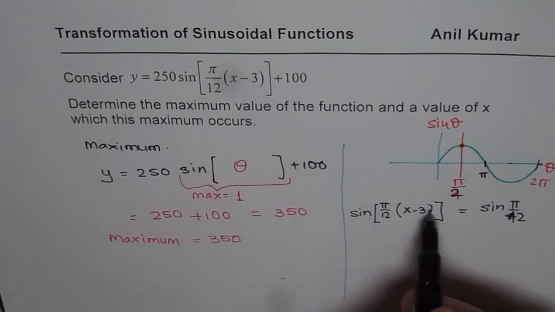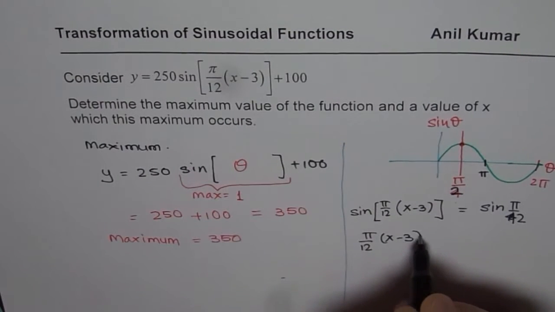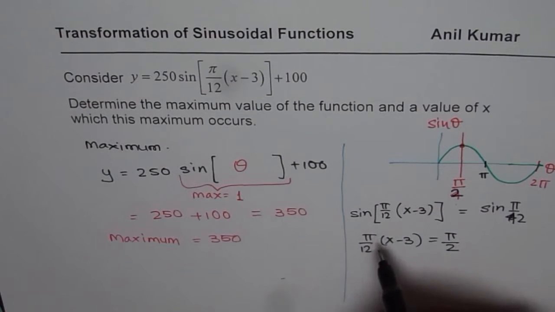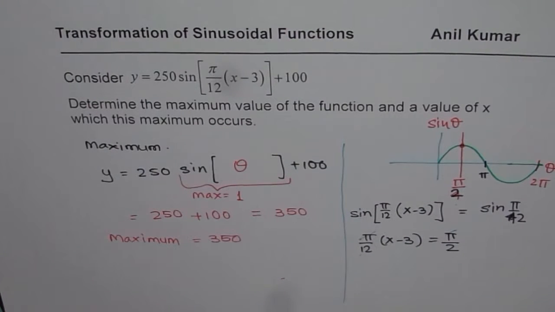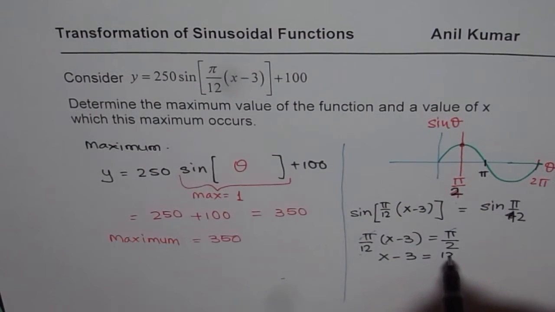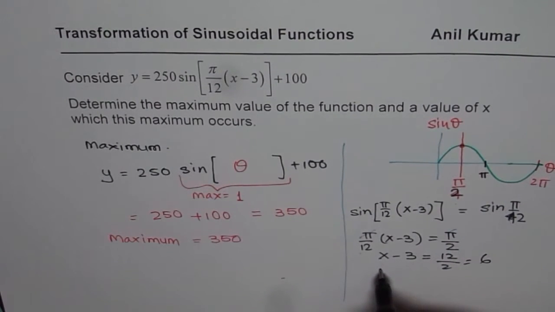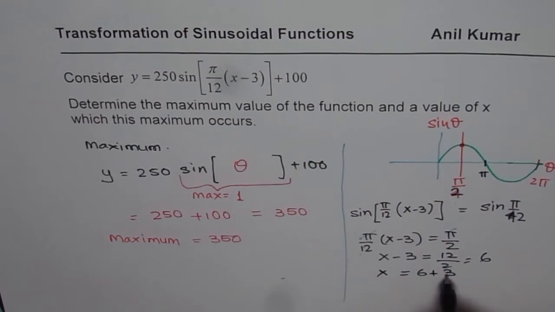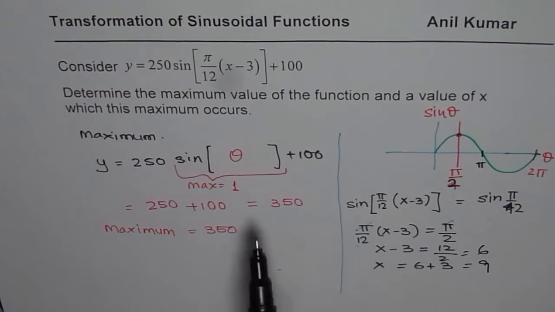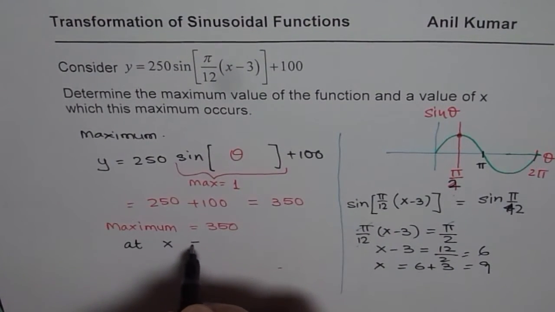So we can equate this angle here, which is pi by 12 times (x minus 3), to pi by 2, and then solve for x. So when you equate, you can cancel pi's, and then when you multiply, what do you get? You get x minus 3 equals 12 over 2, which is 6, and that gives you the answer x equals 6 plus 3, which is 9. So I hope you understand how to find the value of x from the given situation. So this maximum will occur at x equals 9.